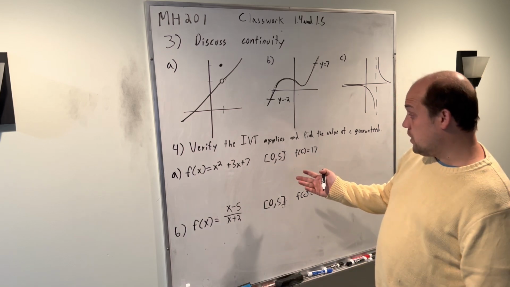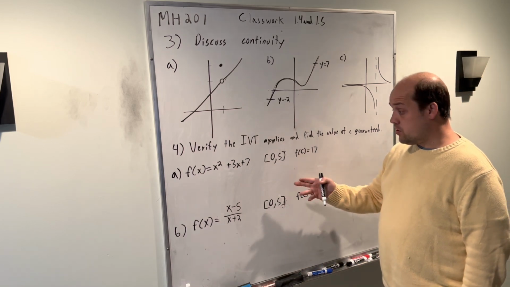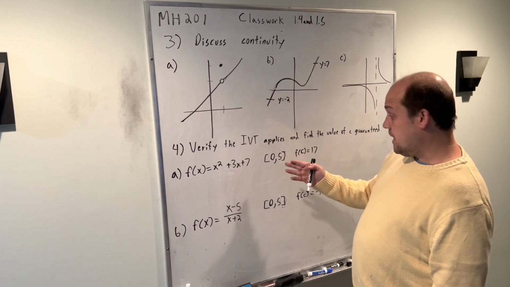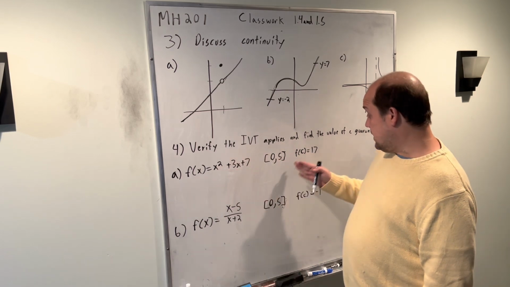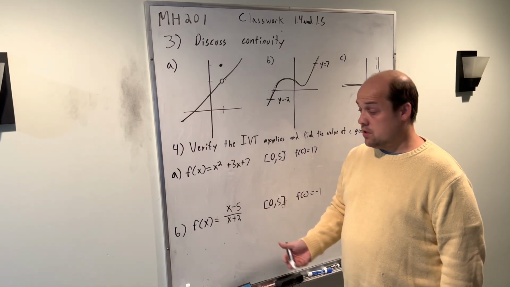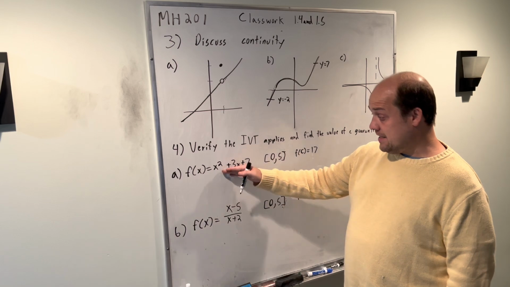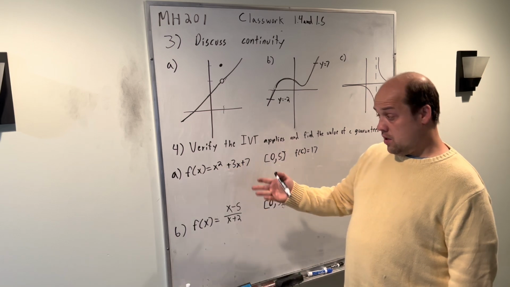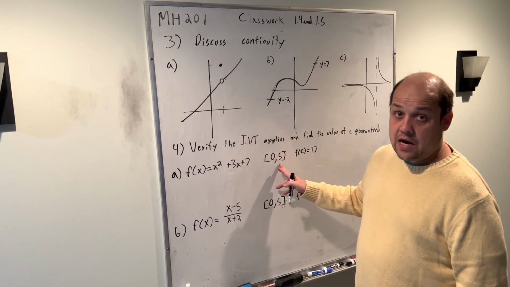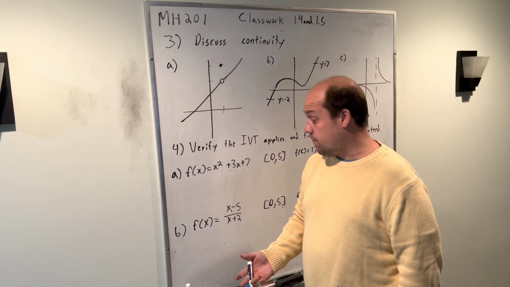So what we're going to do to set up that it applies is we're first going to plug in 0 and 5, see what they give us, and then see that the f of c that we're looking for is in between those two values. We're also going to have to comment on, is this continuous over this interval? So x squared plus 3x plus 7 is continuous over this entire interval. It's continuous over the entire function.